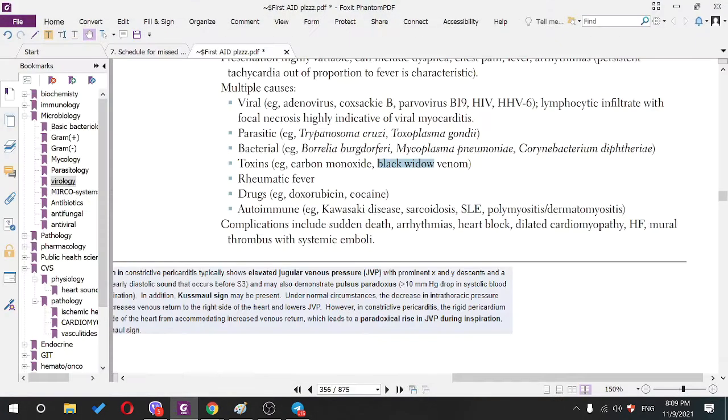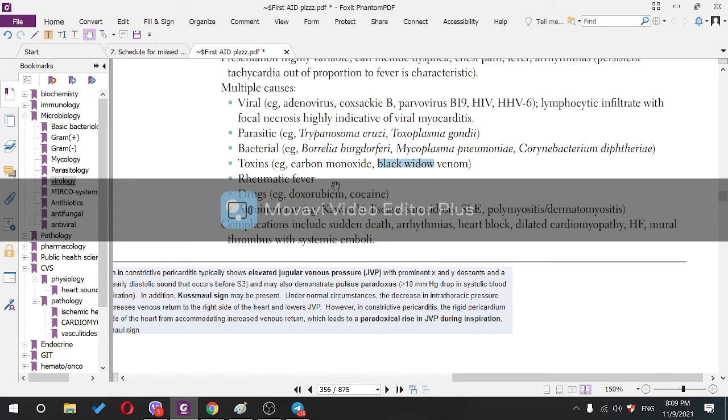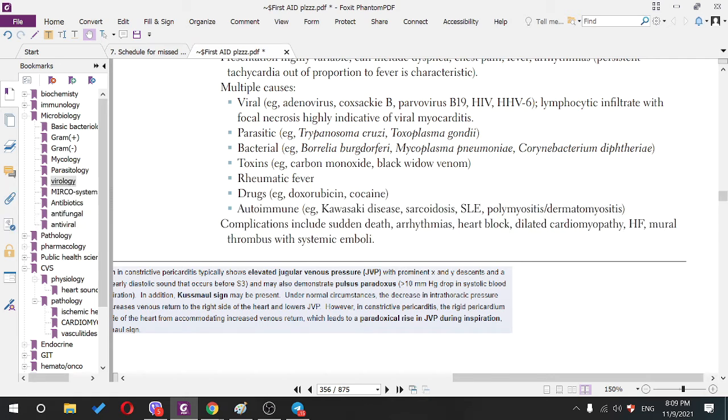Here we go. So, the next thing is rheumatic fever. I told you that rheumatic fever, the O in Jones, can lead to endocarditis, myocarditis, pericarditis, all of them. Also drugs like doxorubicin and cocaine, your favorite guys. And autoimmune causes will include the corona vaccine.